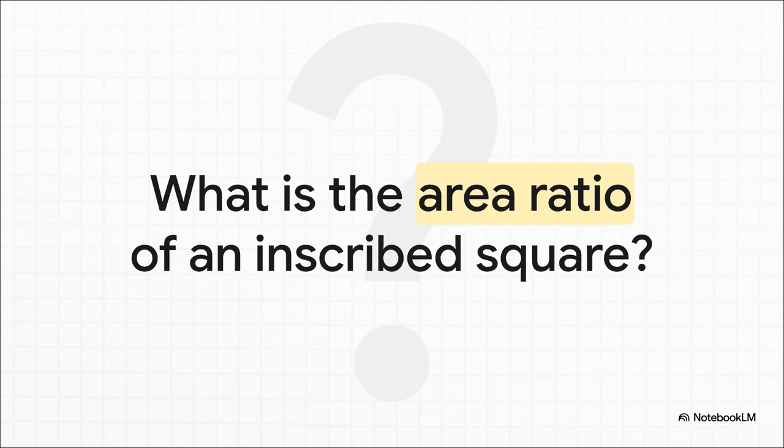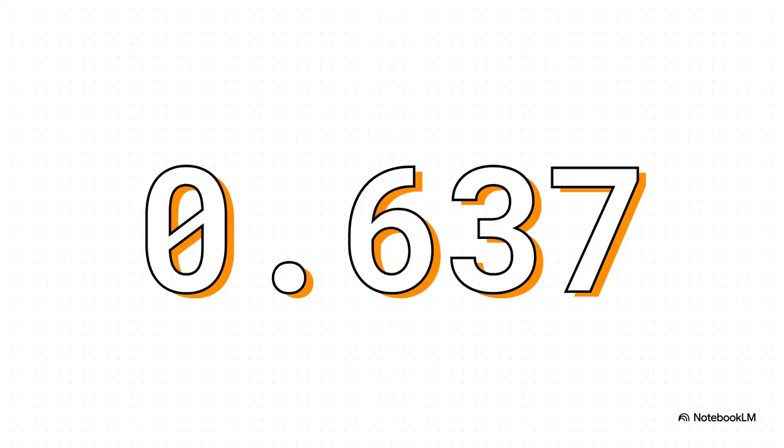Imagine a circle with a radius of r, and draw a square perfectly fitted, or inscribed, inside it, with its corners just touching the edges. Can you figure out the exact ratio of the square's area to the circle's area? Seriously, give it a try. Okay, how did you do?